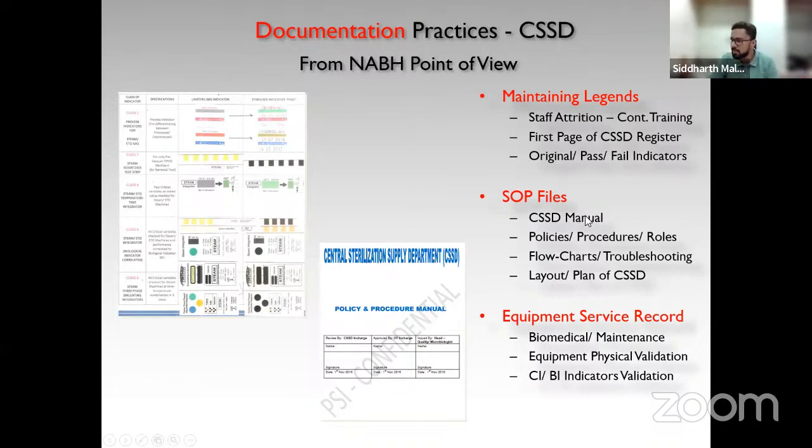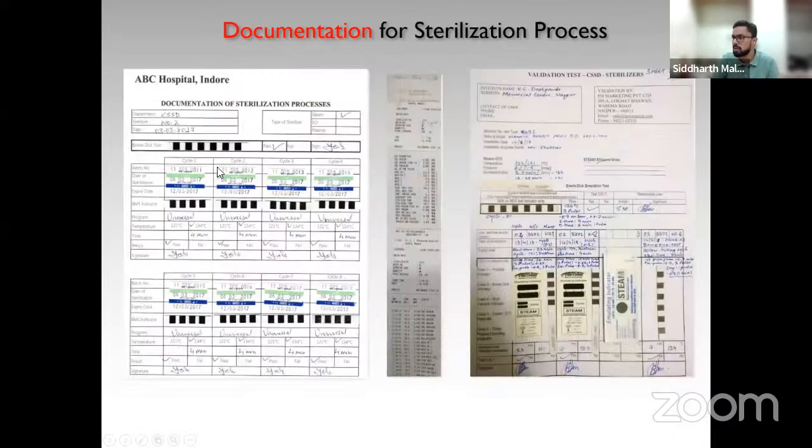A lot of SOP files are also maintained, but this is relative. This is required for bigger hospitals. For smaller hospitals, normal documentation protocols would be fine, where you have a batch monitoring system, a BMS system, or you have a type 5, type 6 indicator placed for each of the cycles that are performed. This may put a strain on documentation inside your CSSD, but this documentation sooner or later is going to become very, very mandatory and important for the next few years because of the importance it holds for medico-legal conflicts when it comes to any kind of infections or HAIs or SSIs that have happened.